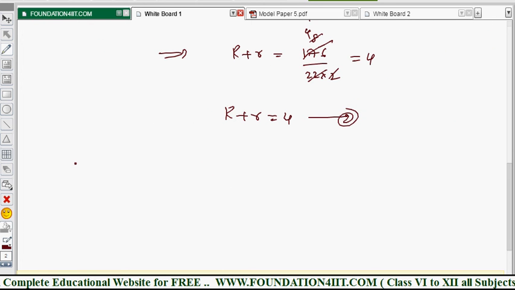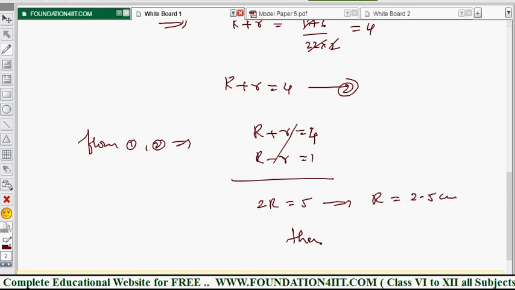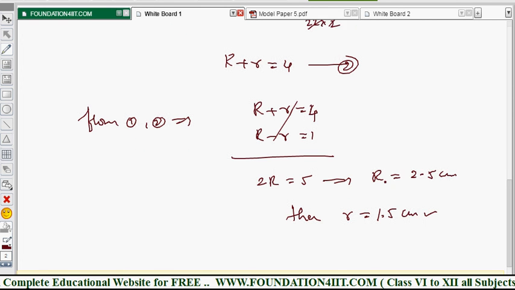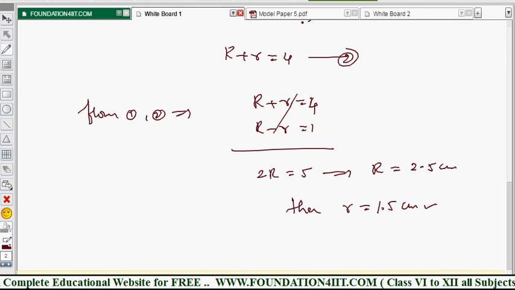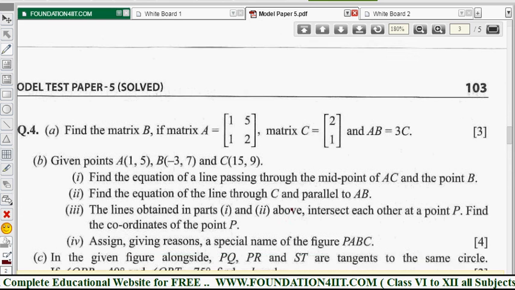Just by solving both equations, from 1 and 2, capital R plus small r is 4, and capital R minus small r is equal to 1. Adding them, 2R is equal to 5. From this, capital R is equal to 2.5 centimeters, and small r is 1.5, because the sum is 4 centimeters. So the outer and inner radius are 2.5 and 1.5 centimeters respectively. We can solve these problems in this way. Now let's take the next question and solve those problems.